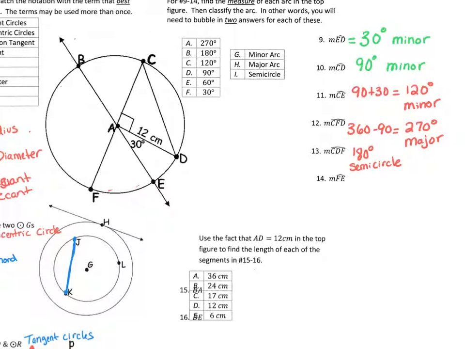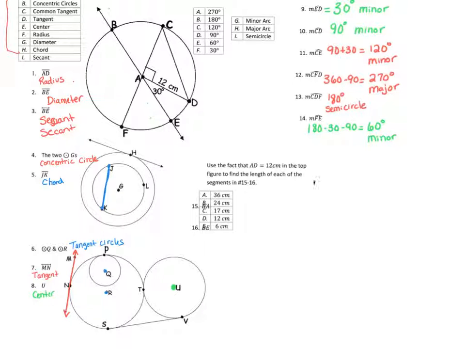And then the last arc that it's asking us to find is FE. If we look inside here, FE doesn't correspond with any number yet, but we know that a half a circle is 180. We know that part of it's 30 and part of it's 90. So when we do that subtraction, it ends up being 60 degrees, which is a minor arc.